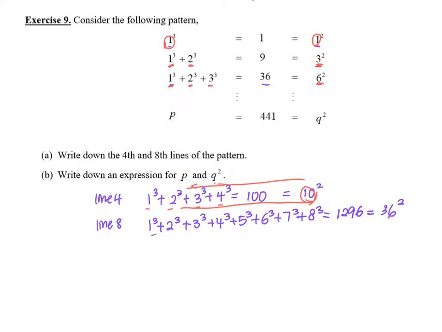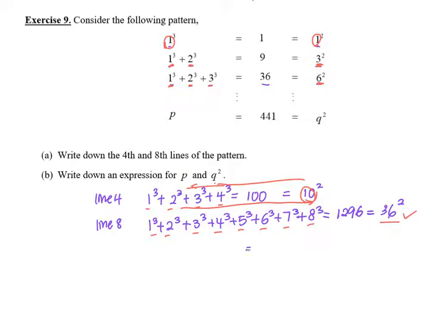Okay, 1 plus 2 plus 3, that is 6. 6 plus 4 is 10. 10 plus 5 plus 6 plus 7 plus 8. Does that give me 36? Let's check. Hey, yes, it gives me 36. That means if I'm going to analyze the next line to find P and Q, what does it tell me?